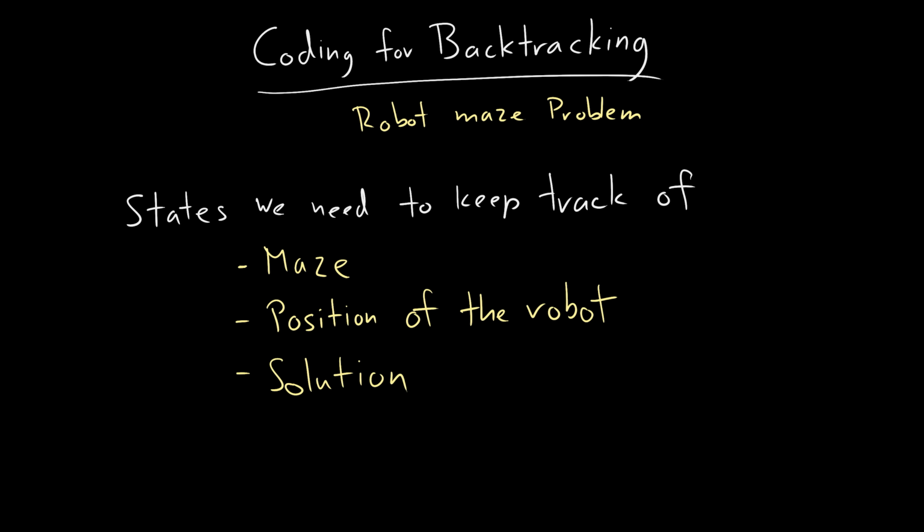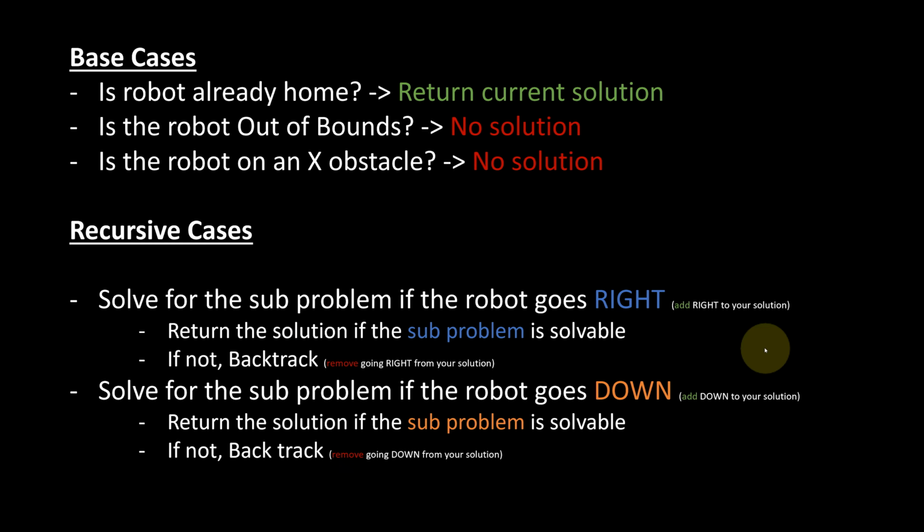Okay, so now we are going to code the robot maze problem. But before we code it, let's look back at our outline that we wrote for this function. So in our outline, we have the base case and the recursive cases, right? If you remember, the problem was a robot was on the top left corner and is trying to make it back home. And to make it back home, there's a list of obstacles.